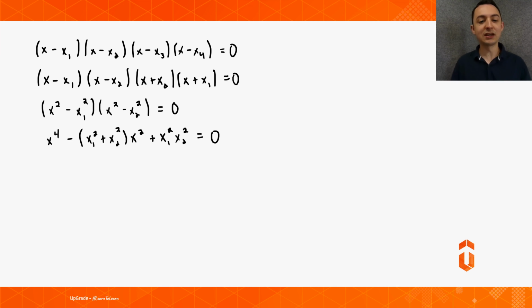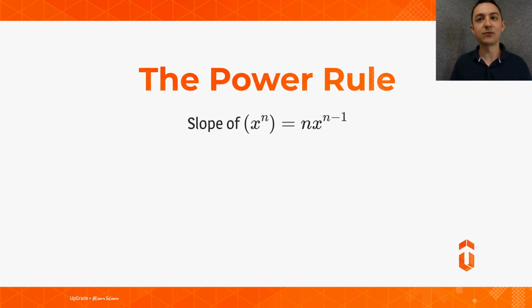Okay, so now we need to think about finding the ratio of slopes. What we'll need to do is find the first derivative, which is going to require us to reverse the power rule, because remember, we're coming from the second derivative.